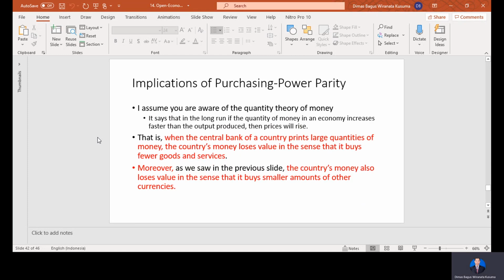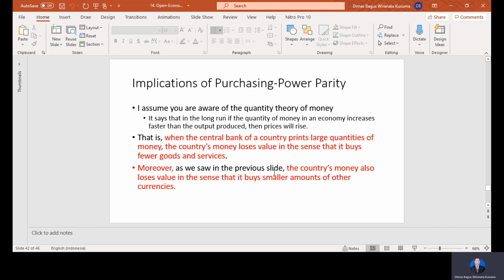Here, I assume you're aware of the quantity theory of money. It says that in the long run, if the quantity of money in the economy increases faster than the output produced, then prices will rise. That is, when the central bank of a country prints a large quantity of money, the country's money loses value in the sense that it buys fewer goods and services. So the more money printed by the central bank, the fewer goods and services you can buy.